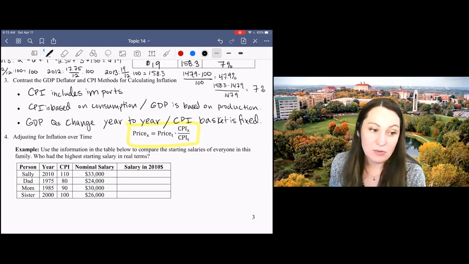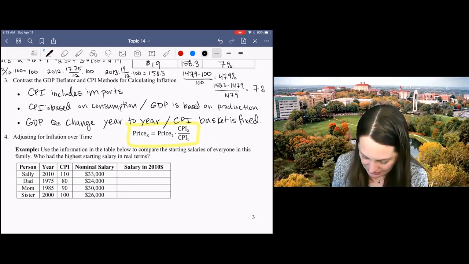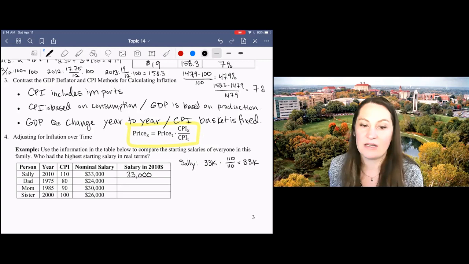You can see the first person here, Sally, she actually started working in 2010, so we don't need to do any conversion to get her salary in $2010. But if you were to do that calculation, you can see that what you've got is $33,000, divide by the year you have, multiply by the year you want, and you've got $33,000.